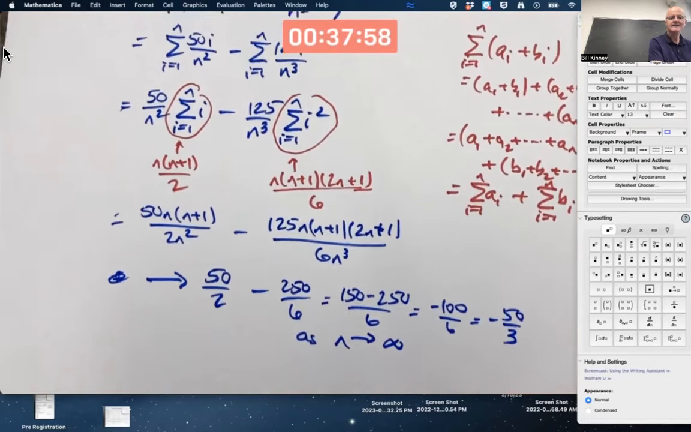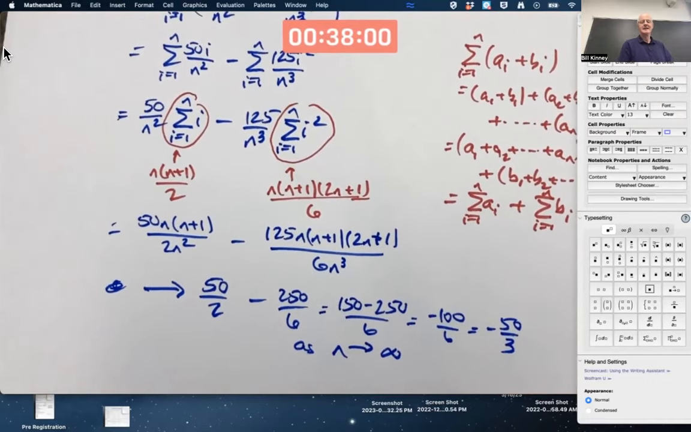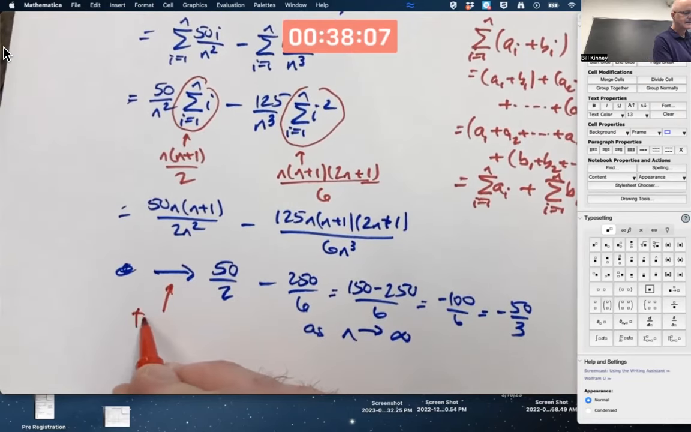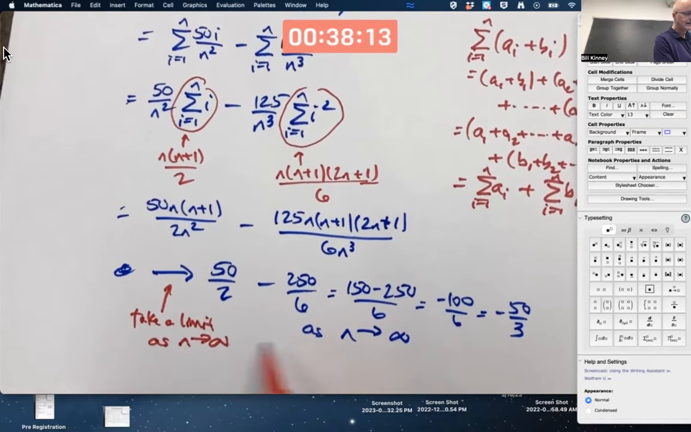So if I haven't made any mistakes, that should be the value of the integral. The arrow means take a limit as n goes to infinity.